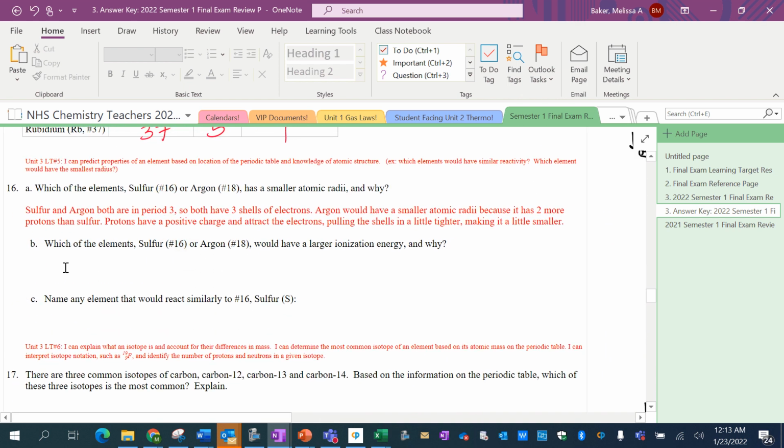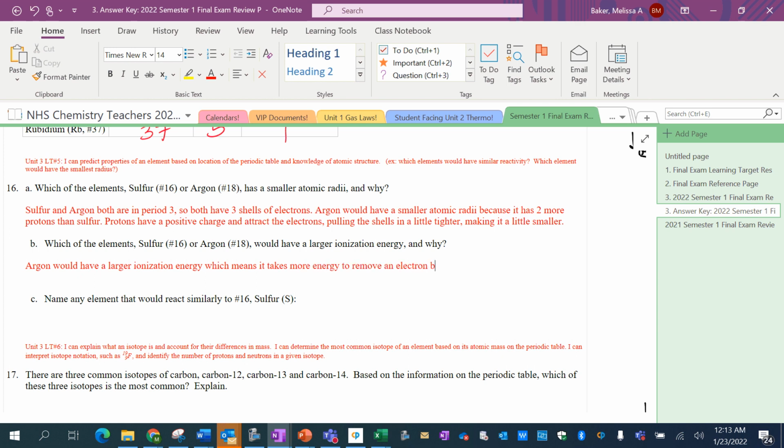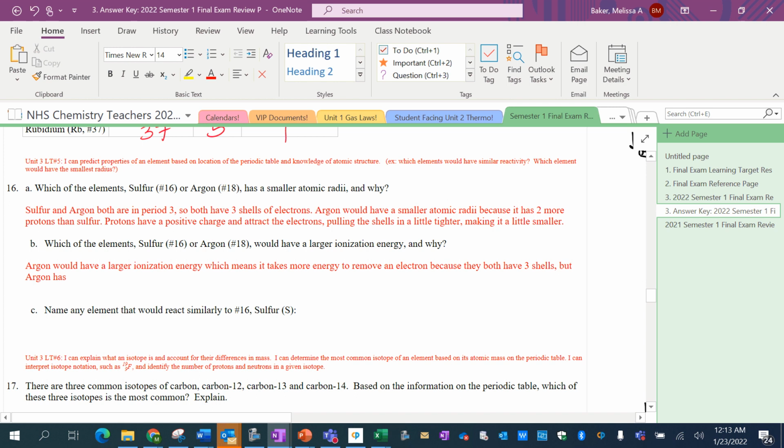Which of the elements would have a larger ionization energy? Argon would have a larger ionization energy, which means it takes more energy to remove an electron because they both have 3 shells, but argon has more positive protons in the nucleus, pulling the shells tighter and having more attractive force pulling on those electrons.